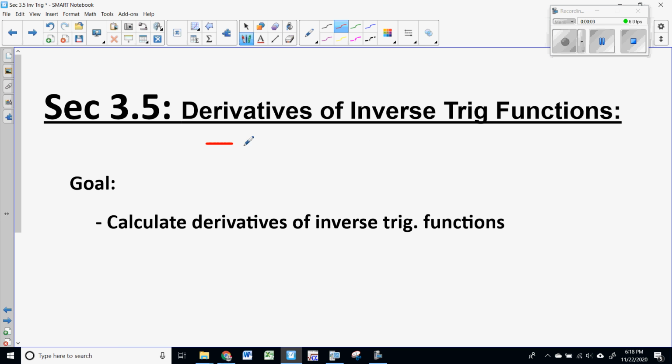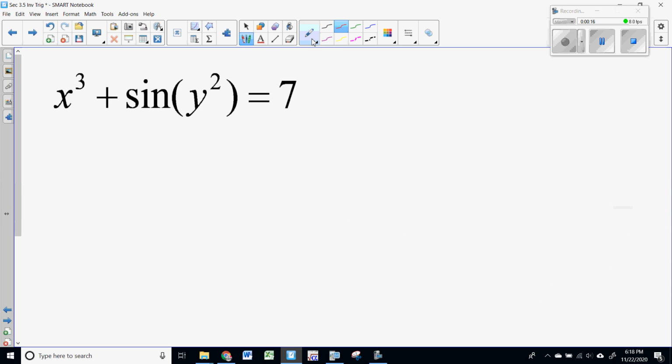In this video, we want to talk about the derivatives of inverse trig functions. Now, to do that, we're going to have to use implicit differentiation. So the first thing I want to do is go back and review a little bit of implicit differentiation.